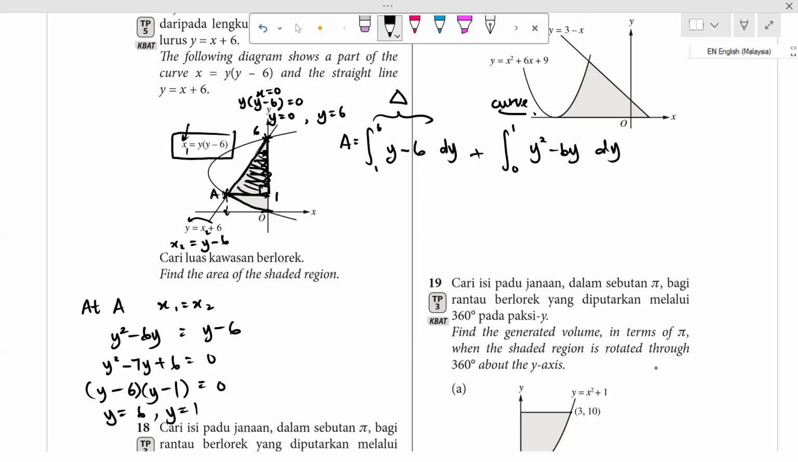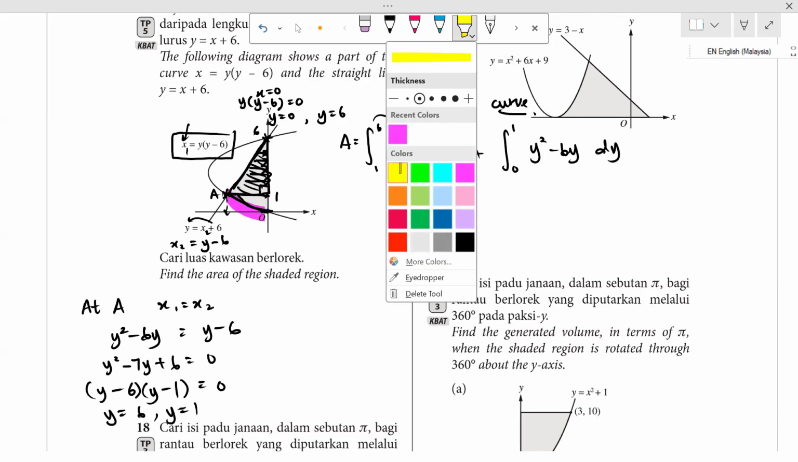It's impossible for me to combine these two because they are not under the same curve. This part is under the straight line. This part is under the curve. This part, use that other color, is under the curve. The yellow part is under the straight line.